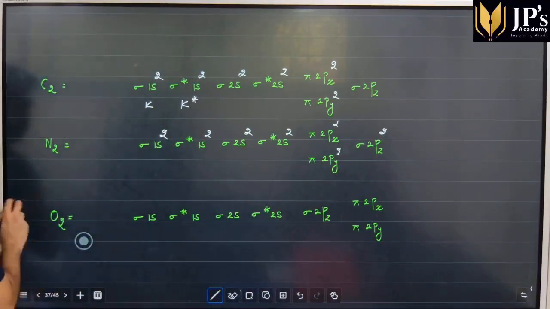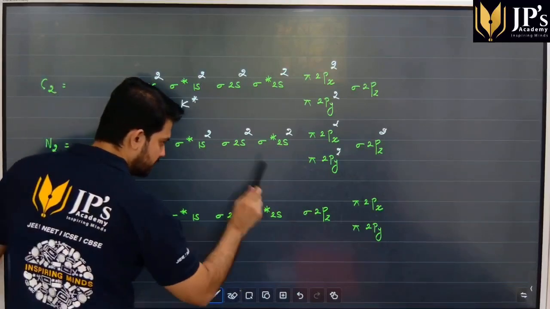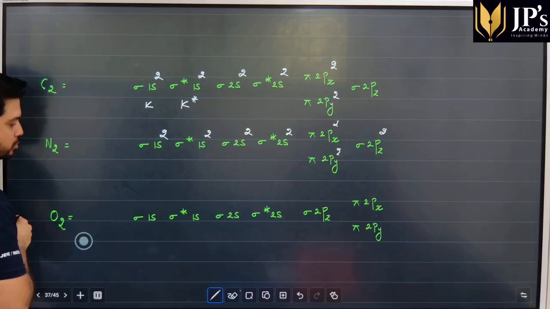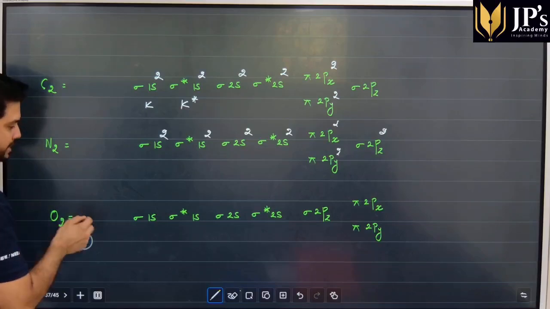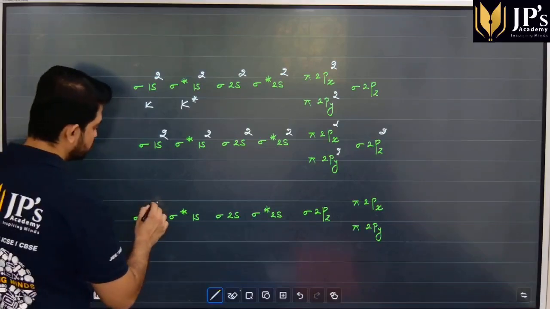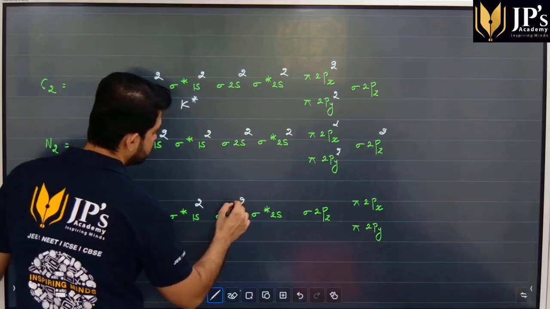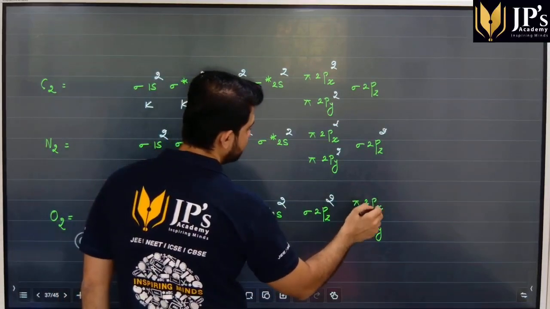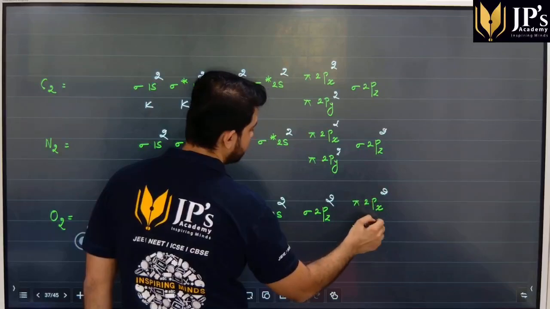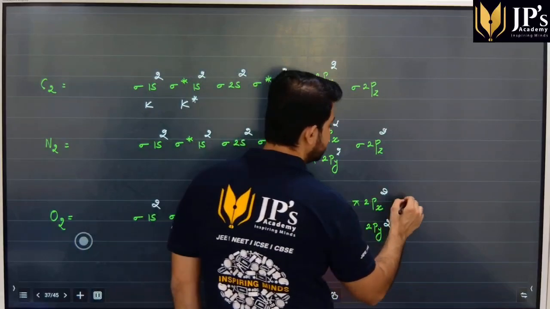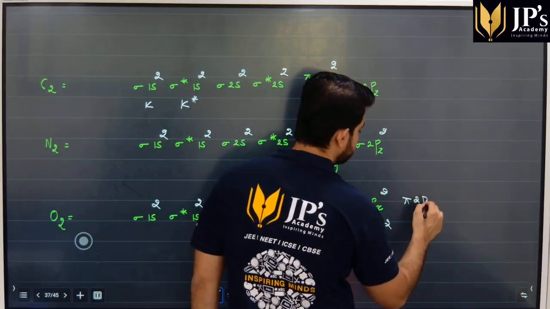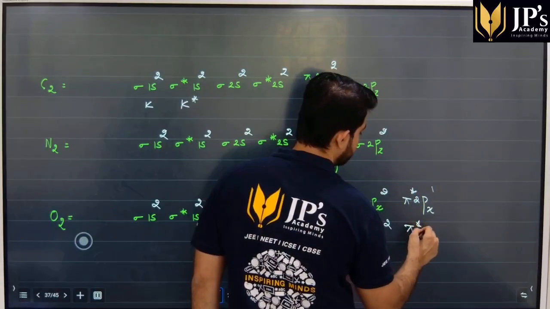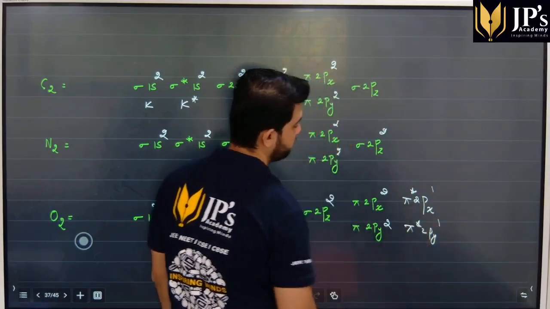Next, students, in O2 we have to be careful over here, because sigma 2pz will come first, and O2 will have, students, a total of 16 electrons. So 2, 4, 6, 8, 9, 10, 11, 12, 13, 14, and then students, pi star 2px 1 and pi star 2py 1.